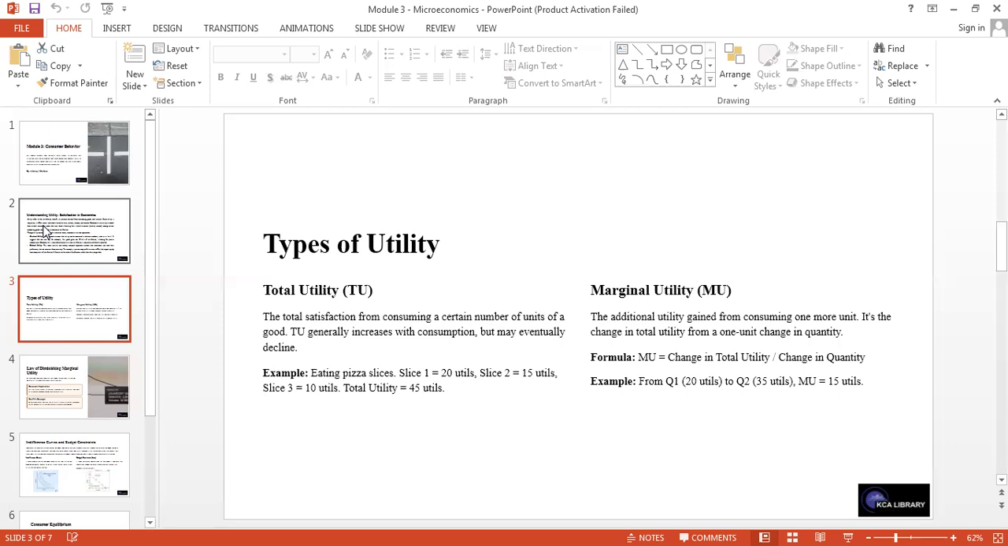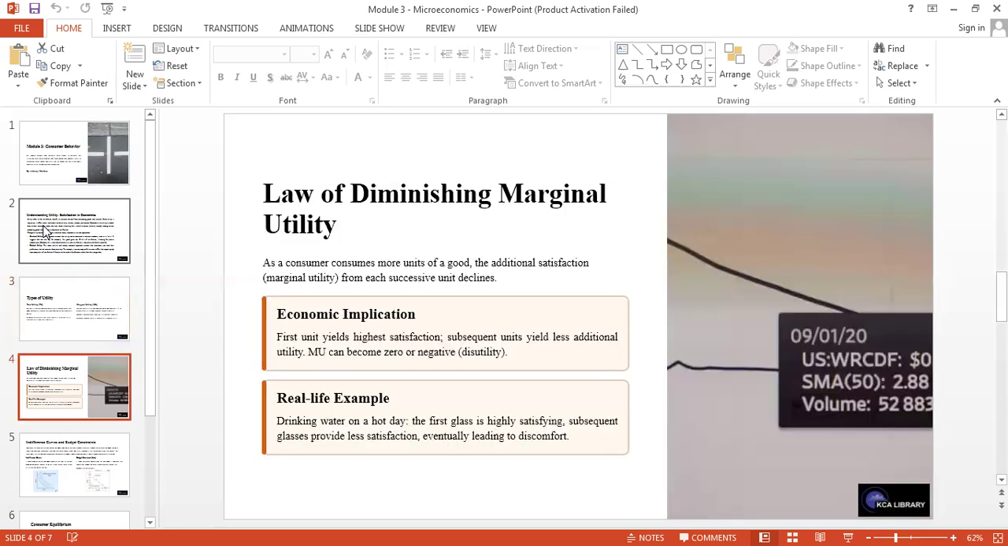For example, from Q1, which is 20 utils, to Q2, which is 35, you can see that the difference between Q1 and Q2 is 15 utils. So the marginal utility is 15 utils. Another concept is the law of diminishing marginal utility. As a consumer consumes more units of a good, the additional satisfaction, that is the marginal utility from each successive unit, declines.